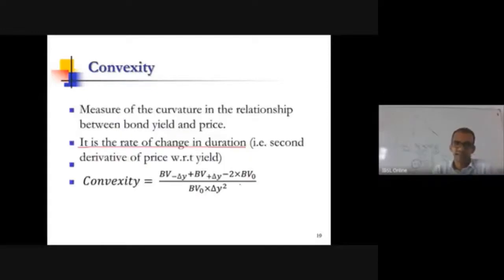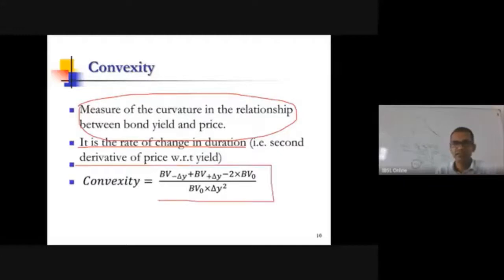The convexity is the second derivative. Those who have some mathematical knowledge, you can think of it as derivatives. Others, don't worry about it. Just get the intuition behind it and the equation. So the convexity is calculated through this equation.